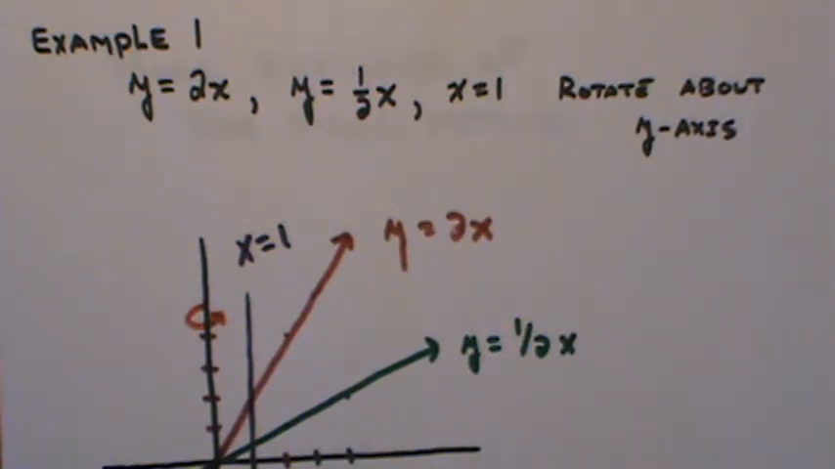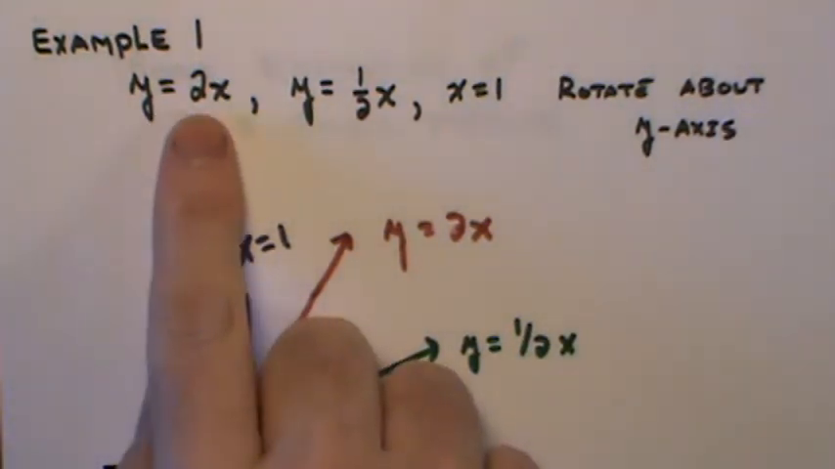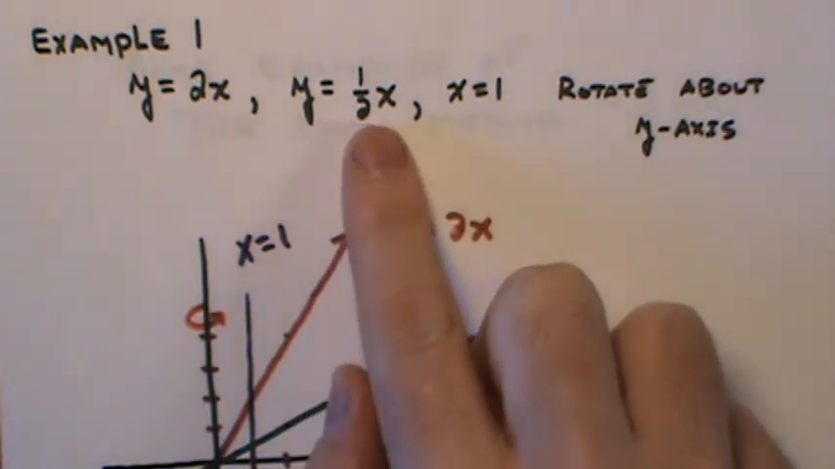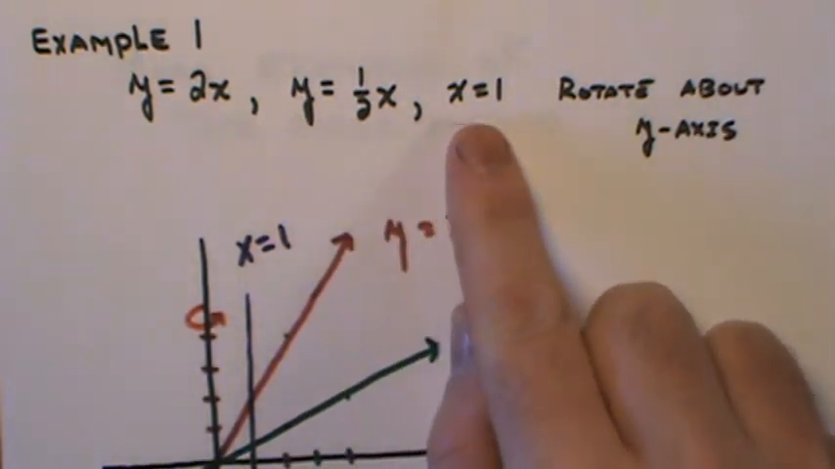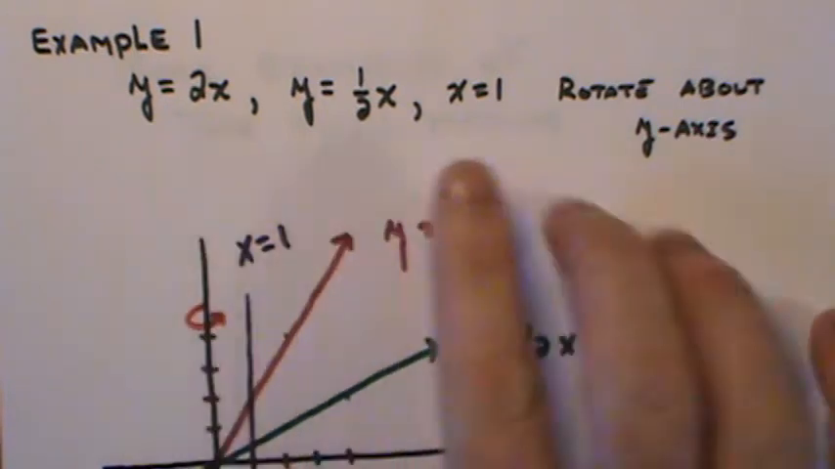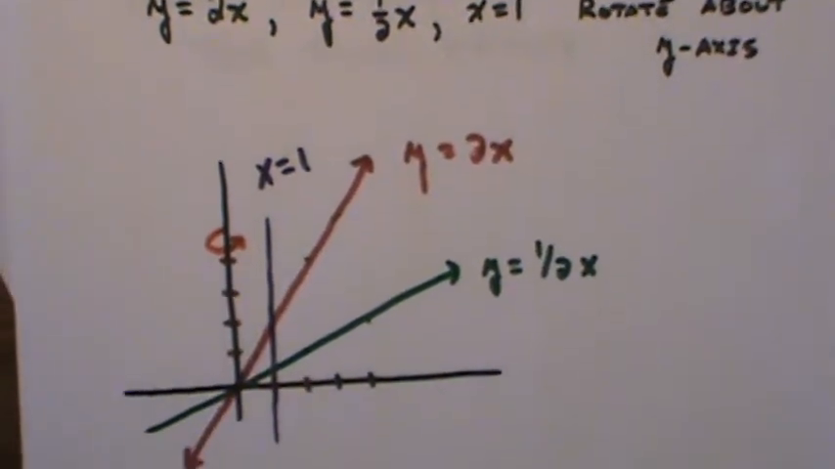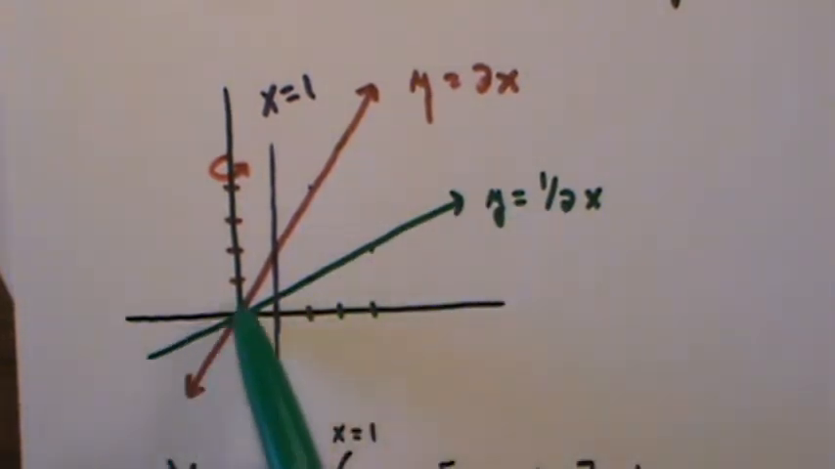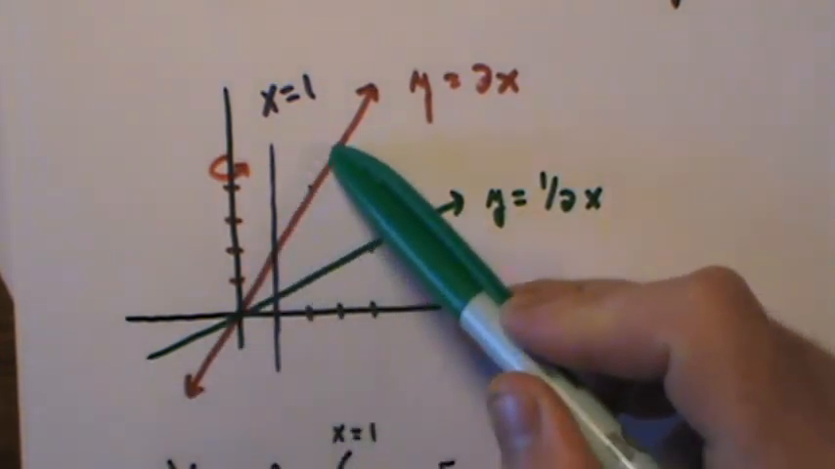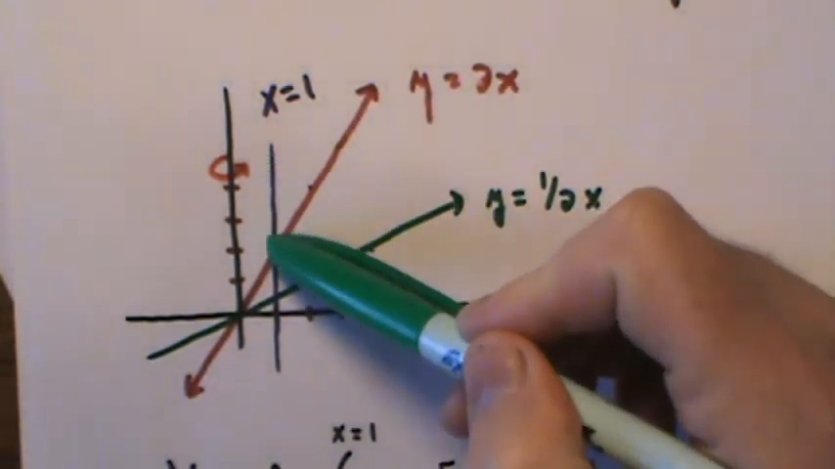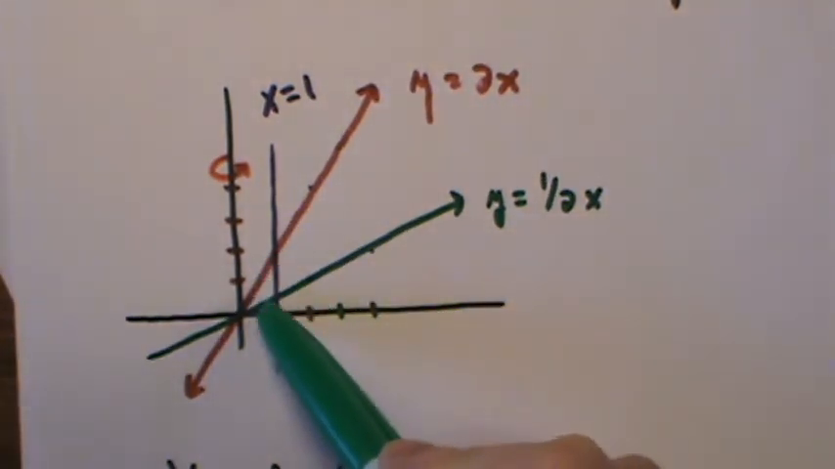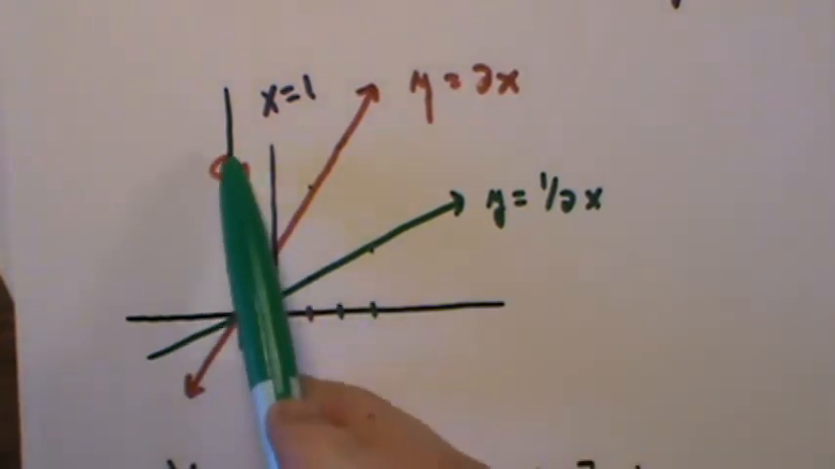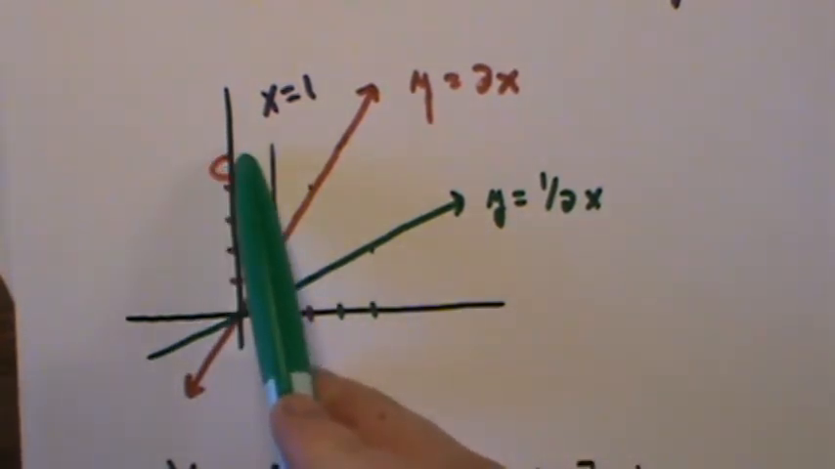So for our first example, we've got the line y equals 2x, the line y equals 1/2 x, and the line x equals 1. And we want to rotate that region about the y-axis. So this is a very generic example. You can see that I've got this line y equals 1/2 x drawn here, the line y equals 2x drawn here, and x equals 1. That is creating this triangular shaped region, or this triangle. And we want to revolve it about the y-axis.